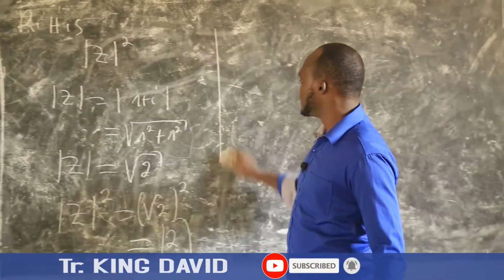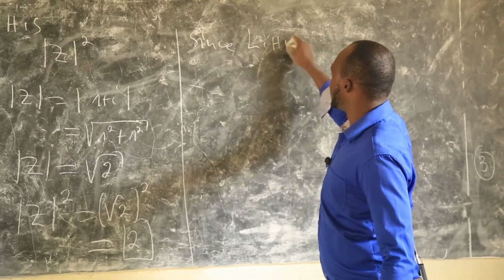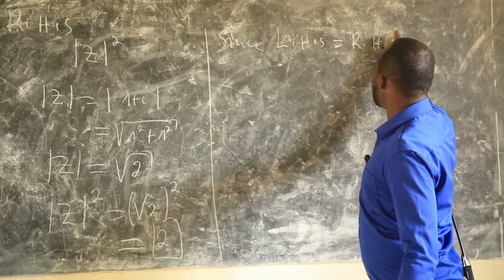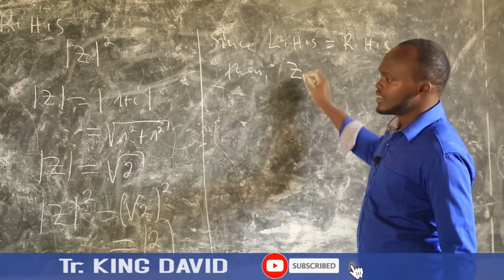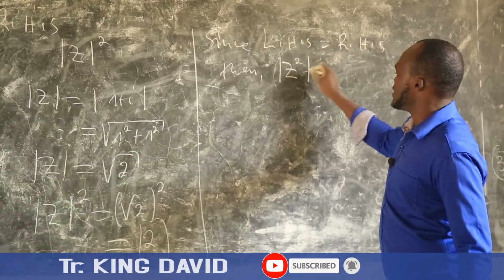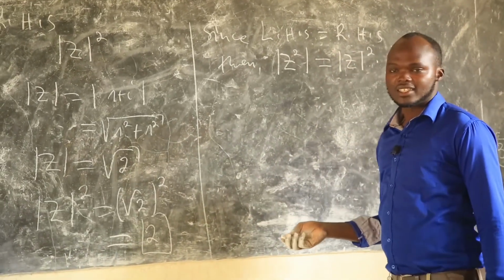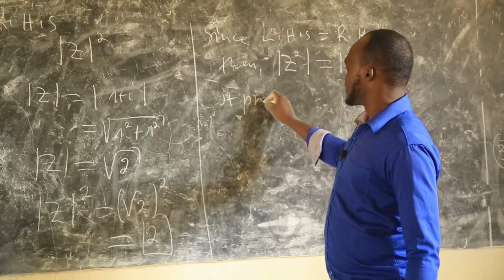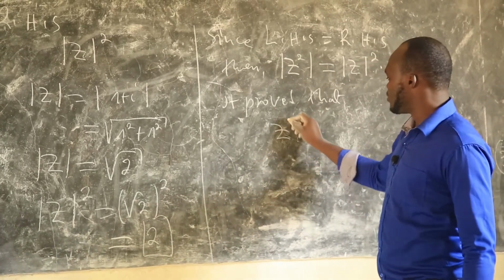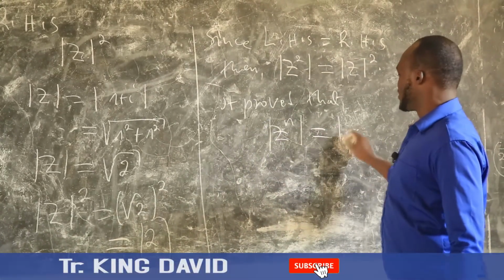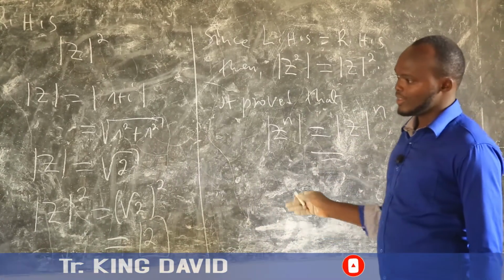So we say that since our left-hand side equals right-hand side, the modulus of Z squared is the same as the modulus of Z, then squared. So it proved that the modulus of Z power n is the same as the modulus of Z, then power n. So that's what I wanted to show you. I think you don't have any problem here.